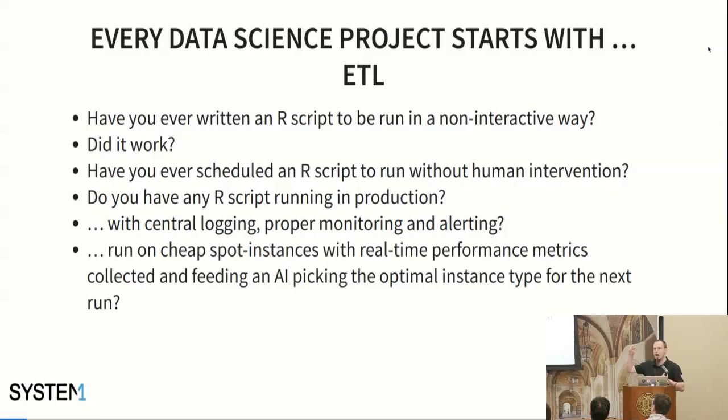Okay. Are you running those R scripts on cheap spot instances, created on demand for that specific task, having a kind of AI, and when I say AI, it's just a bunch of if-then-else conditions, picking the optimal instance type for your R script based on its history, measuring the CPU and memory usage of your script every second? Okay, very cool. We should have a discussion after this talk. And for the others, hopefully I will be able to show something useful.